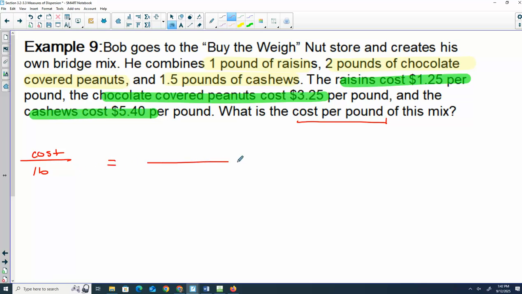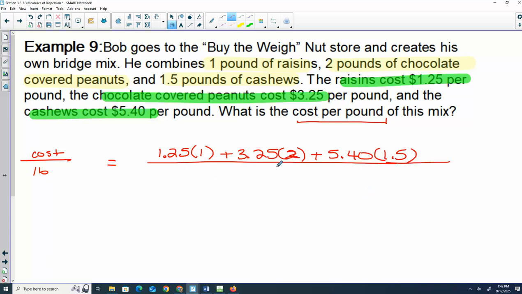All right, so to get our cost, we have 1 pound of raisins, and they cost $1.25 per pound. So you have to take your $1.25 times the 1 pound we bought. Chocolate covered peanuts, we have 2 pounds and they were $3.25. So we do 3.25 times our 2. Cashews are $5.40. We take our $5.40 times 1.5.